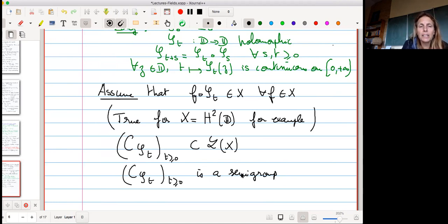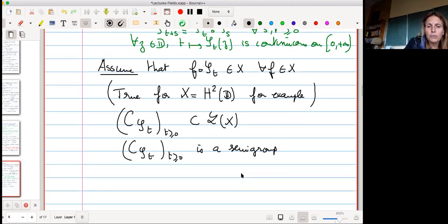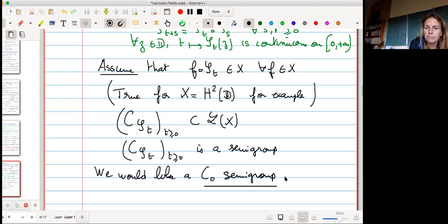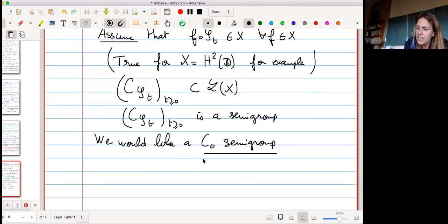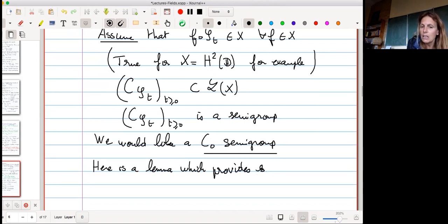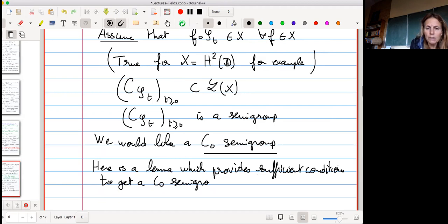But we would like more, because we would like the existence of a densely defined generator, which contains all the information about the semigroup. So, in other words, we would like more than a semigroup. We would like a C0 semigroup. And here is a lemma which provides sufficient conditions to get a C0 semigroup.